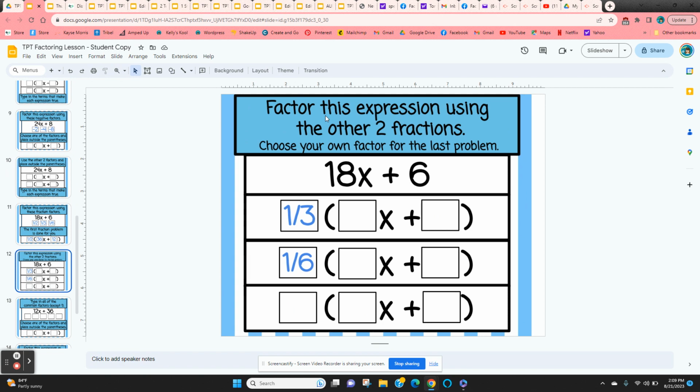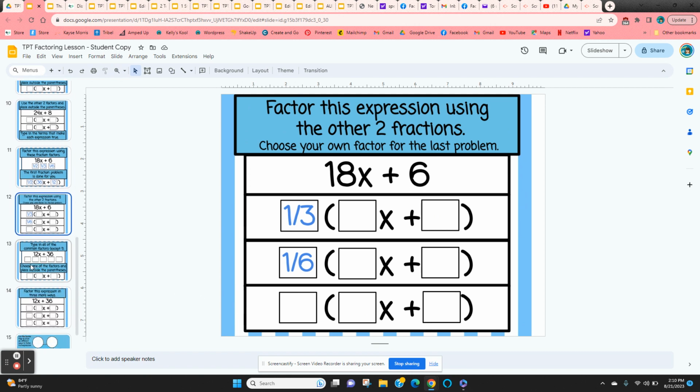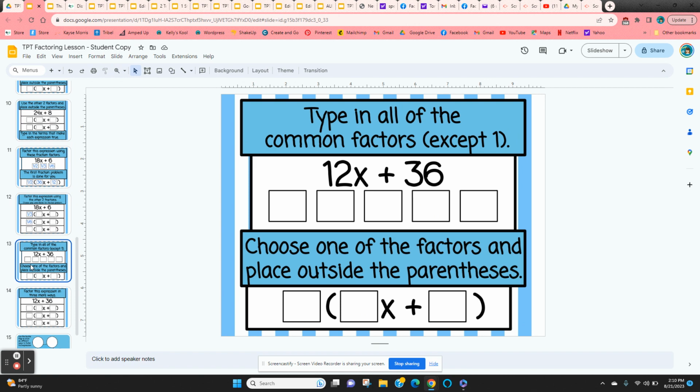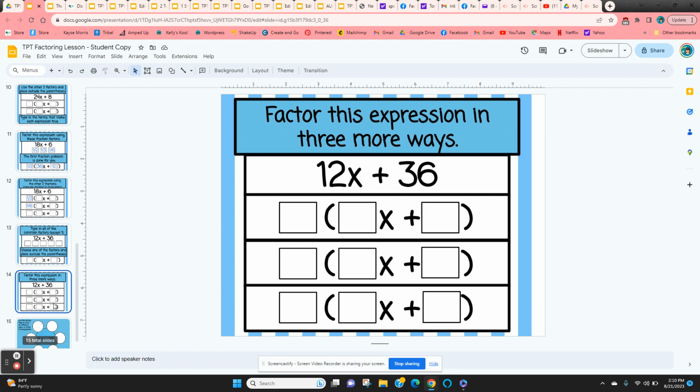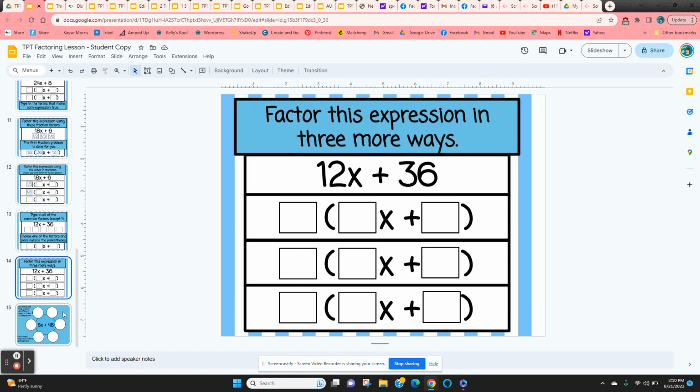So here they're going to factor using 1/3. They're going to factor using 1/6, and then they're going to just choose any factor they want. So they could actually use a 6 on this one, or a 2, or they could use a negative. Now here we've got 5 factors. Students are going to type in those 5, and then they're going to use those 5 to create expressions.